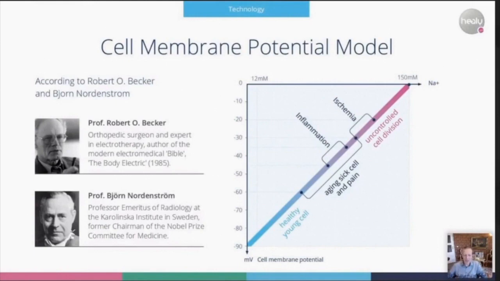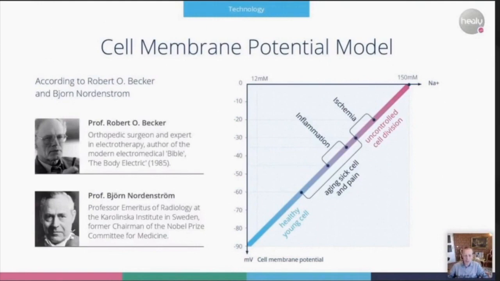For example, the healthy young cell starts at -90 millivolts and goes up to -45 millivolts. So that's the whole range in which the healthy young cell can operate. A liver cell normally is around -45 millivolts, whereas a muscle cell needs a higher action potential of -90 millivolts, and all the other cells are in between. So this is a more precise presentation of the same idea. At -45 millivolts, uncontrolled cell division starts. So this is the area we really want to avoid.